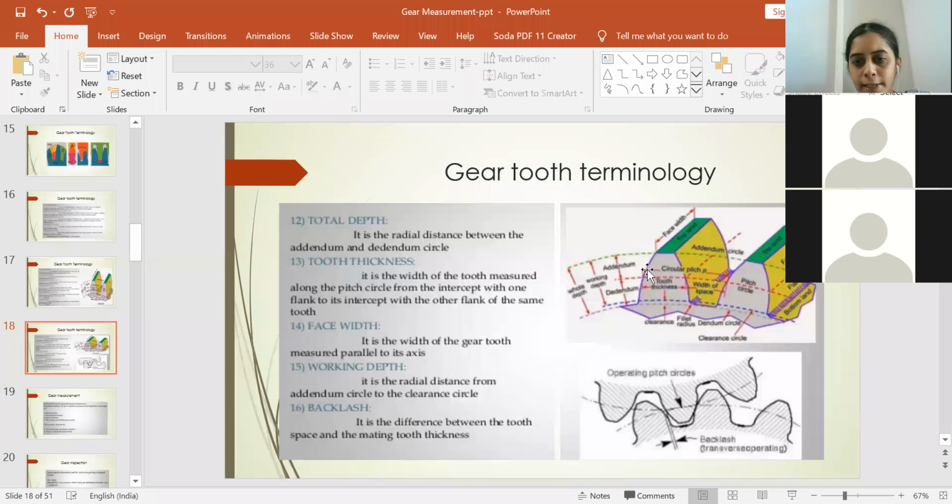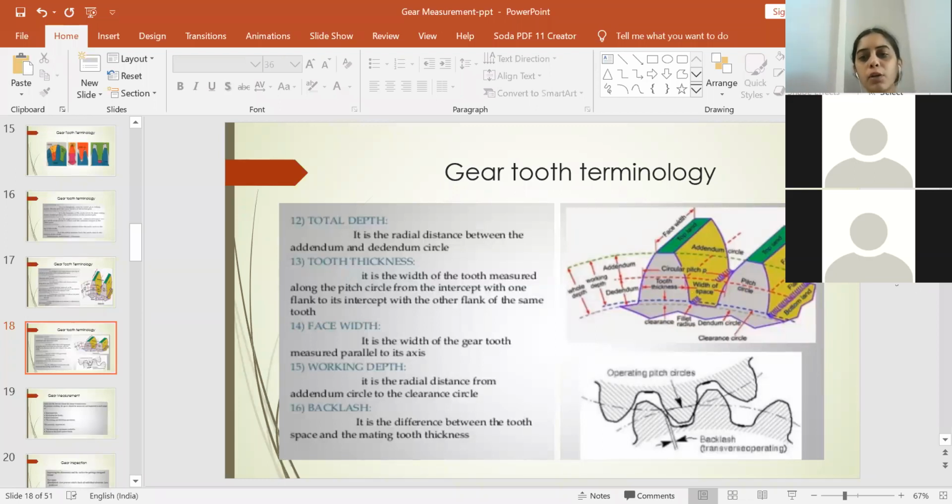thickness. You should not measure from the top and tell this is the tooth thickness. Always come below the pitch circle and then you connect one of the intercept where it is meeting exactly at the flank and come to the other end and point it out, and then you measure the thickness that will provide you the tooth thickness.